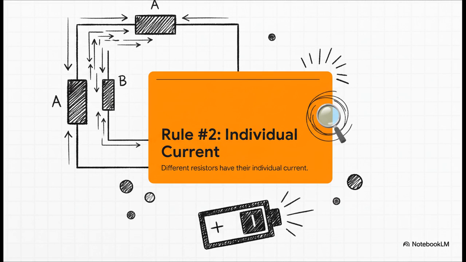So if the push is the same everywhere, why isn't the flow the same? Well, that's where rule number 2 comes in. Even though the voltage is constant, the current, the actual amount of electricity flowing, is different for each path, and it all comes down to resistance. It's pretty intuitive, right? If path A has less resistance, it's an easier road to travel, so naturally more current is going to flow through it.